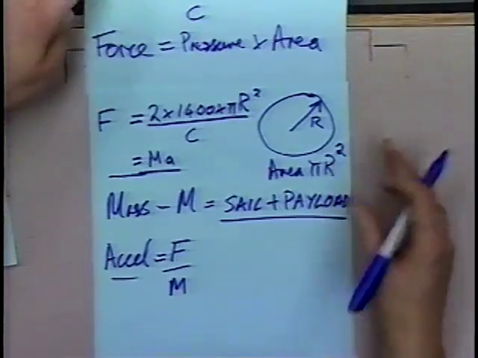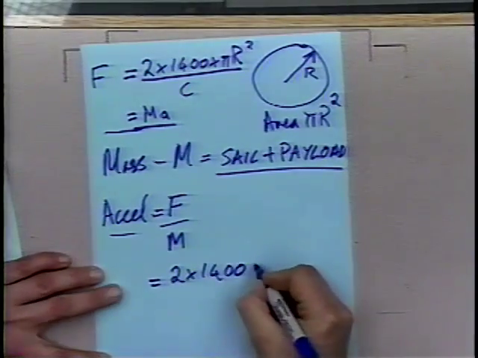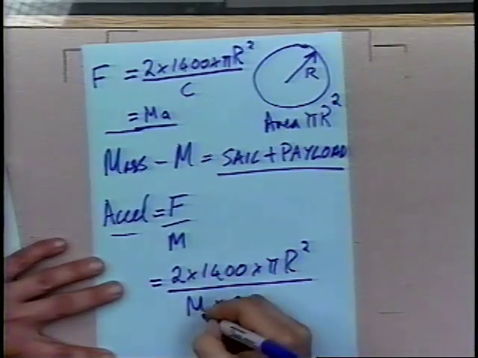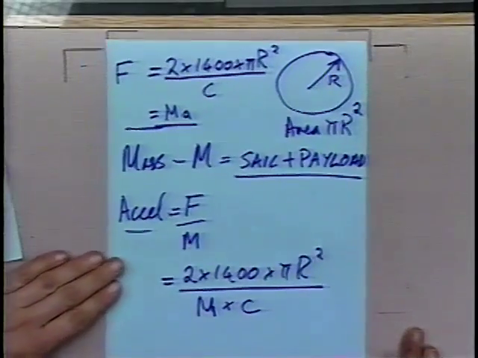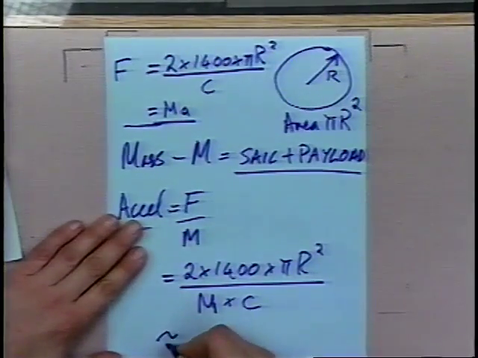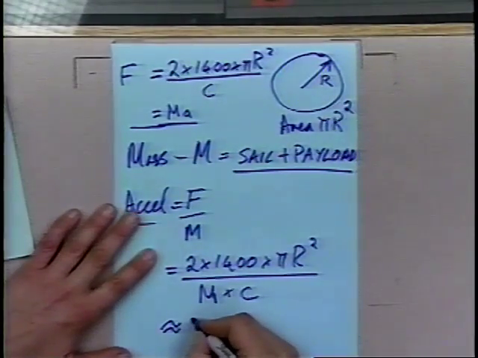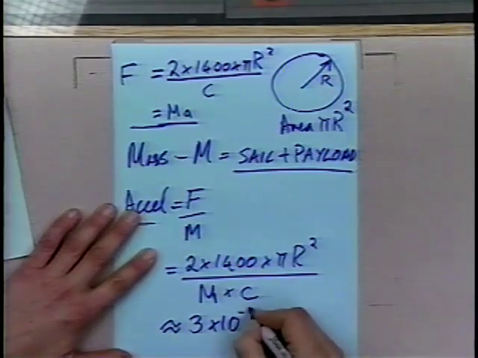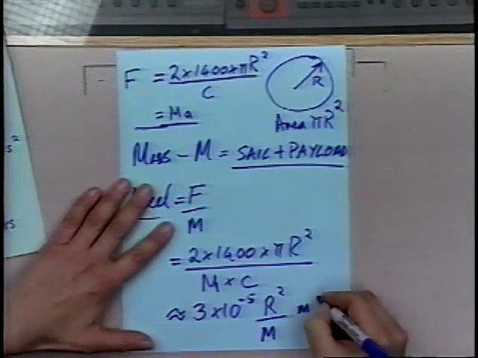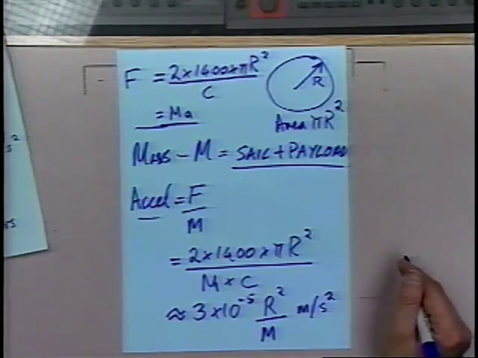And so you have an acceleration of 2 times 1400 times pi times r squared divided by the mass and c. So this is the mass of the payload. So what does this mean? Well, if you plug in the numbers, and I recommend that you go through this calculation yourself, you will find you get something like 3 times 10 to the minus 5 times r squared over m, in meters per second squared. Acceleration is the rate of change of velocity, the change in velocity per second.